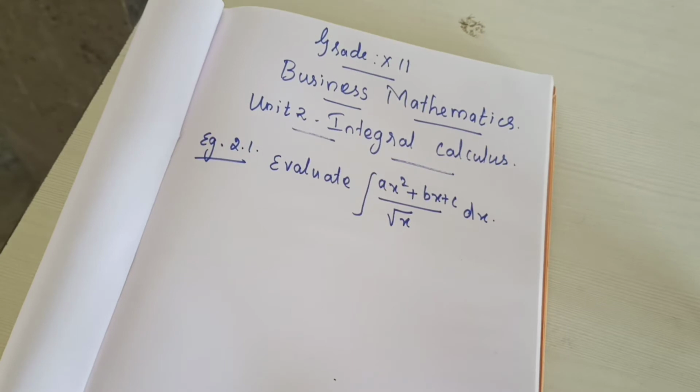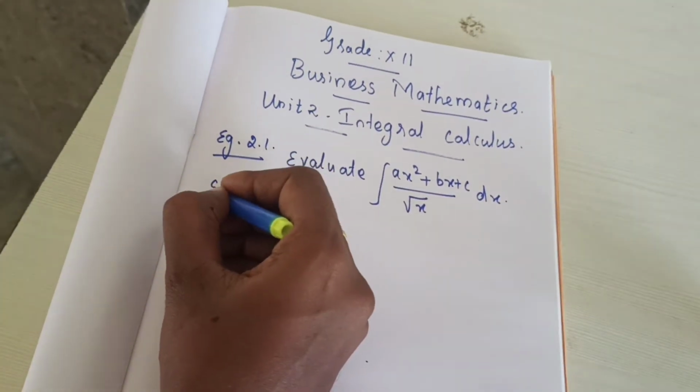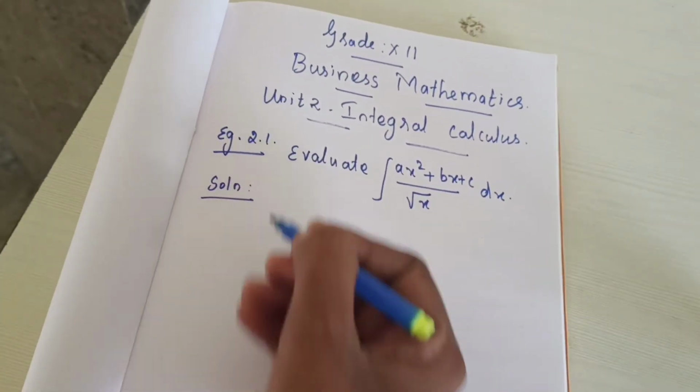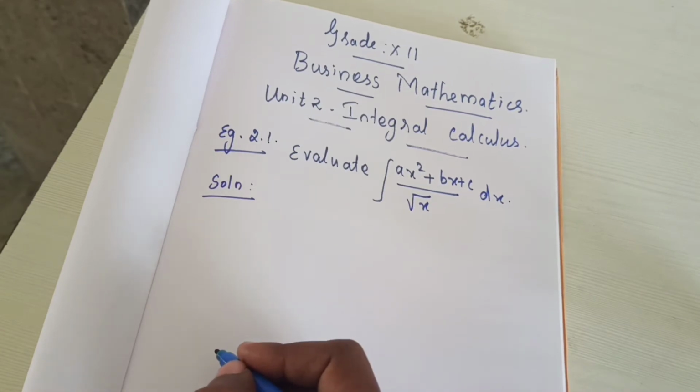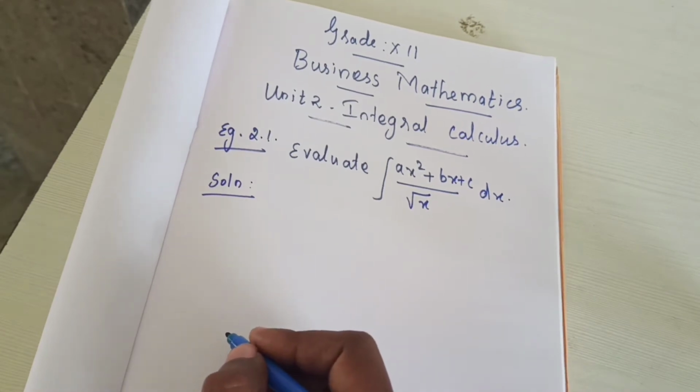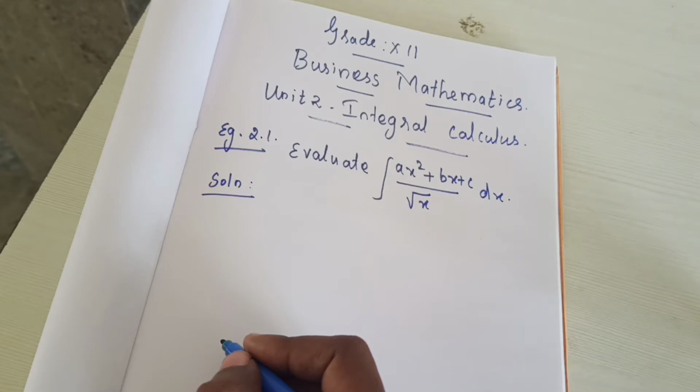Example 2.1. Solution. What's the question? Evaluate integral of (ax square plus bx plus c) divided by root x dx.